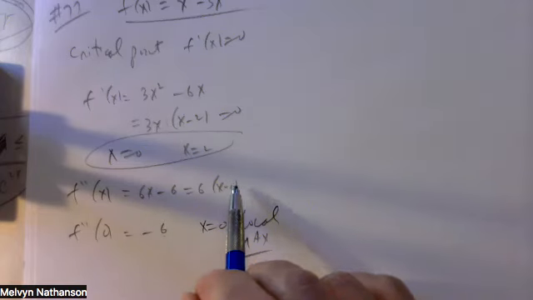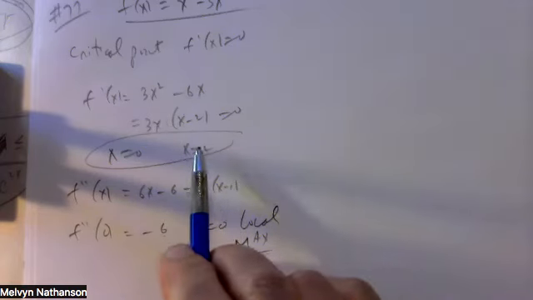What about at x equals 1? Sorry. What about at x equals 2? The second derivative at 2 is 6 times x minus 1, 6 times 2 minus 1. 6, that's positive. So x equals 2 is the local minimum.